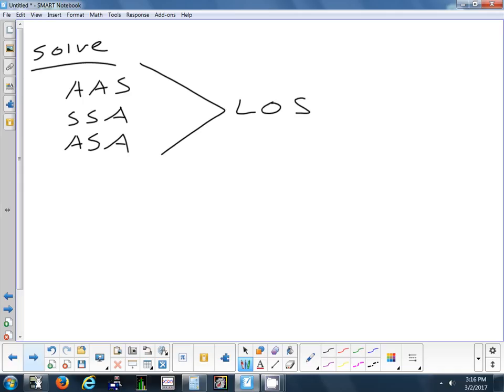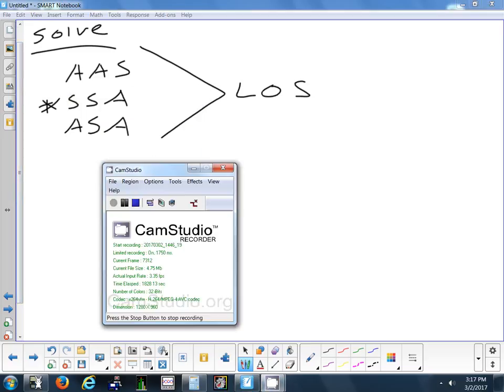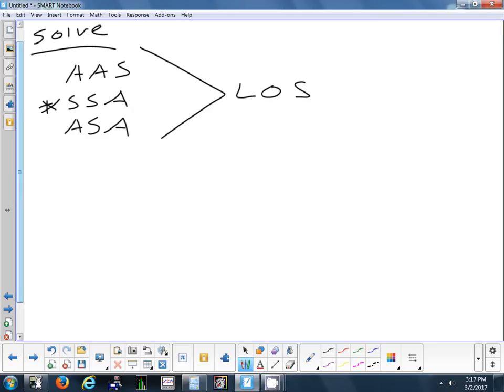So this is the tricky one, where you could have 0, 1, or 2 solutions. But I'll let you guys pick which one of the three you want to look at an example of. Tricky one? All right, so let's try this one. A is 6, B is 7, and beta is 30.